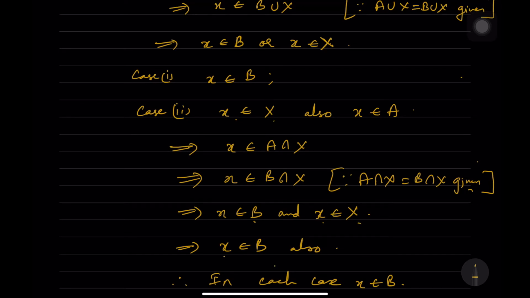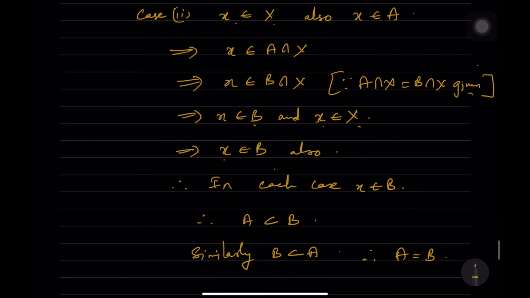So therefore in each case X belongs to B. Therefore A is a subset of B. Similarly we can prove that B is a subset of A. Therefore A is equal to B.